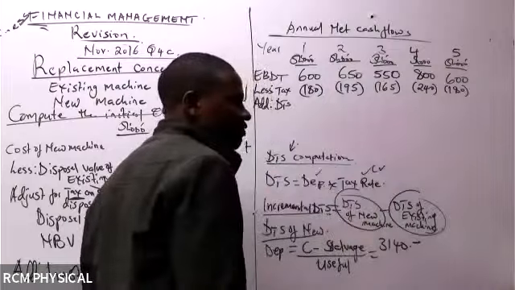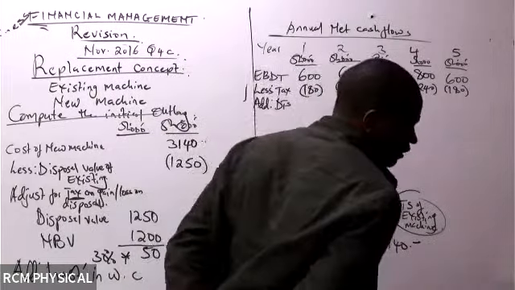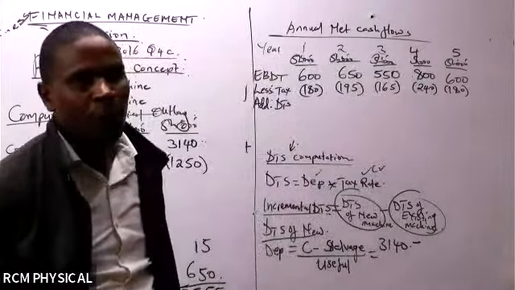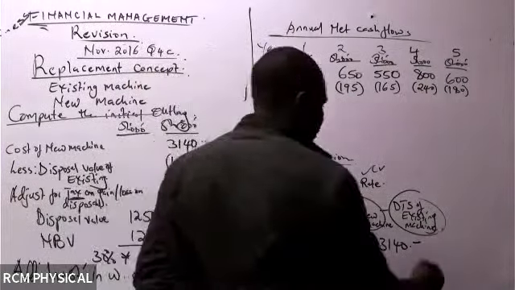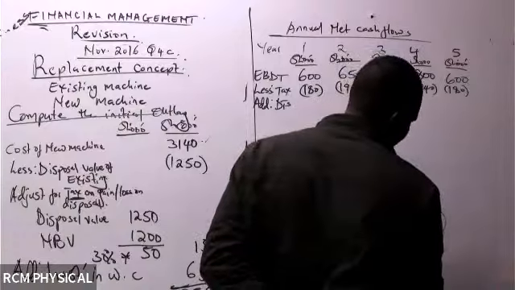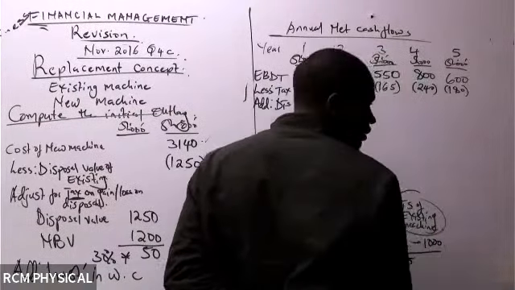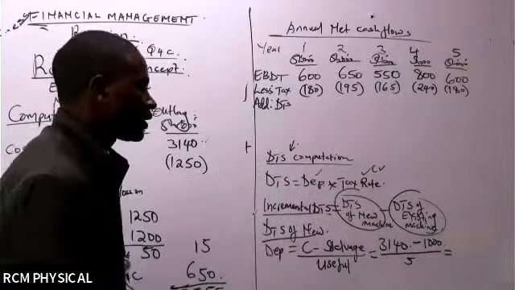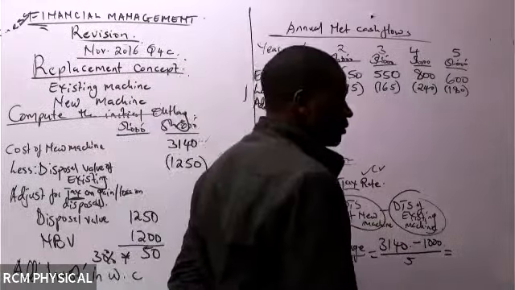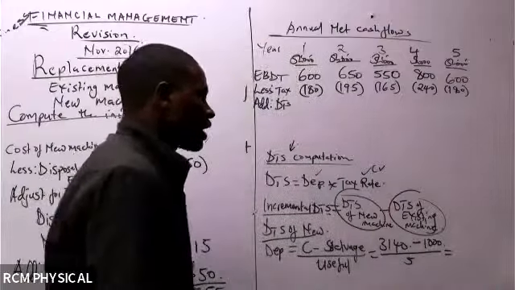What is the salvage value of the new machine? Salvage value, just check. It's given by the examiner as 1,000, over 5 years. So what is the depreciation? That is the depreciation percentage. What is the depreciation there? It is 458.